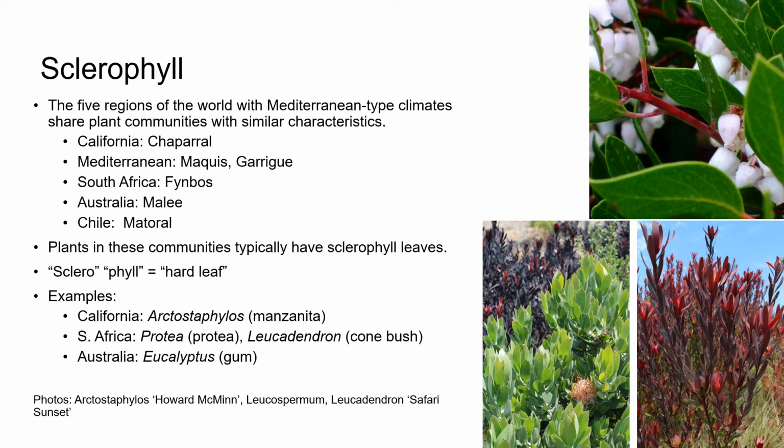Many plants in these communities have what are referred to as sclerophyll leaves. And this comes from the Greek words sclero and phyll, meaning hard leaf. Examples include manzanitas in California, proteas and leucodendrons in South Africa, and eucalyptus and banksias in Australia. If you touch the leaves of these plants, they feel hard and thick and leathery, and you'll see that they feel much thicker than the leaves of deciduous plants.